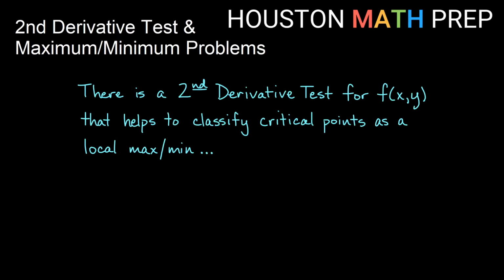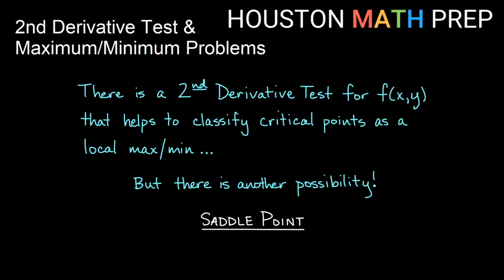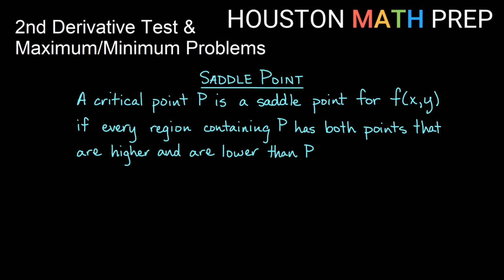We do have, it turns out, a second derivative test for functions of x and y. It helps us classify critical points as local max or local min. However, with functions of x and y, there is another possibility besides being a local max or min, or saying we get some sort of failure of a test. It's possible that we have something called a saddle point when we have functions of both x and y. A saddle point is some point p that's a critical point, and basically the idea is at that point p, if I look in certain directions on my surface, on my graph of f of xy, I could walk uphill, and in certain directions, if I walked, I could go downhill.